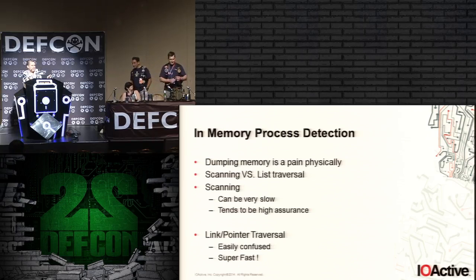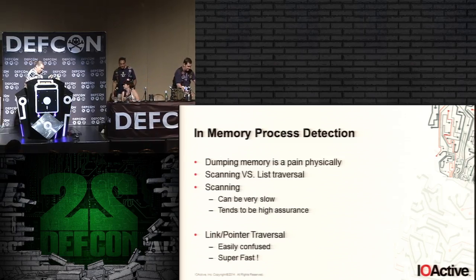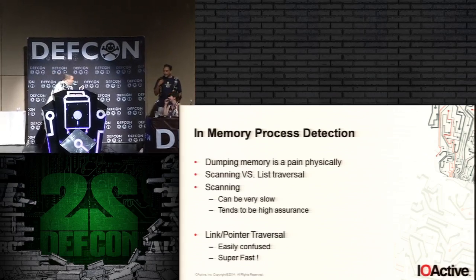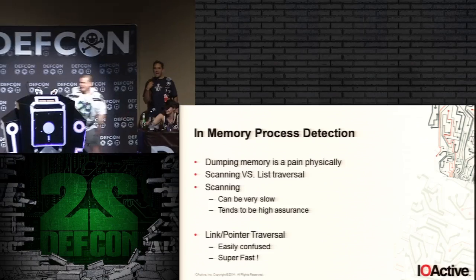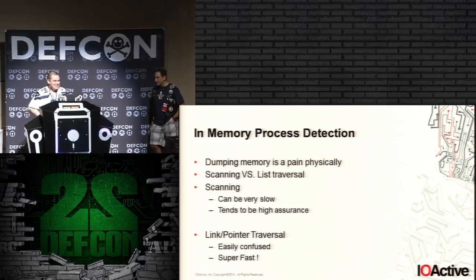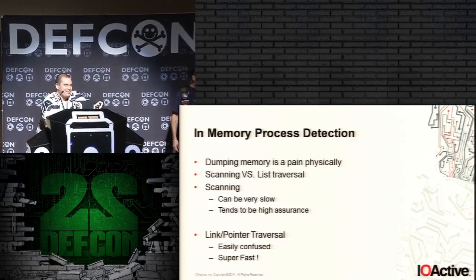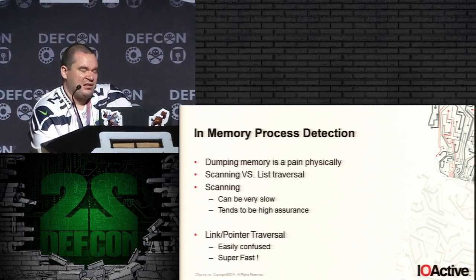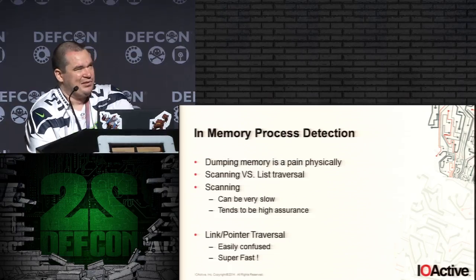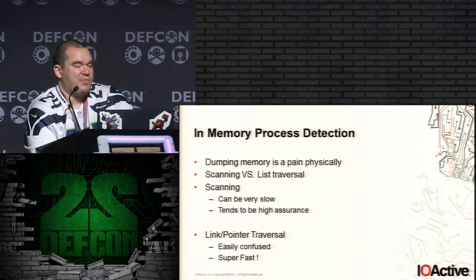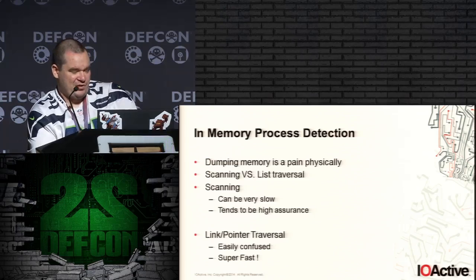So dumping memory is a pain. Scanning can be slow and it's a pain. The technique I have is single pass. A lot of other techniques along this line are kind of multi-pass. Multi-pass is like traversing the memory multiple times. Linked list pointer traversal is easily confused, but it is also super fast.